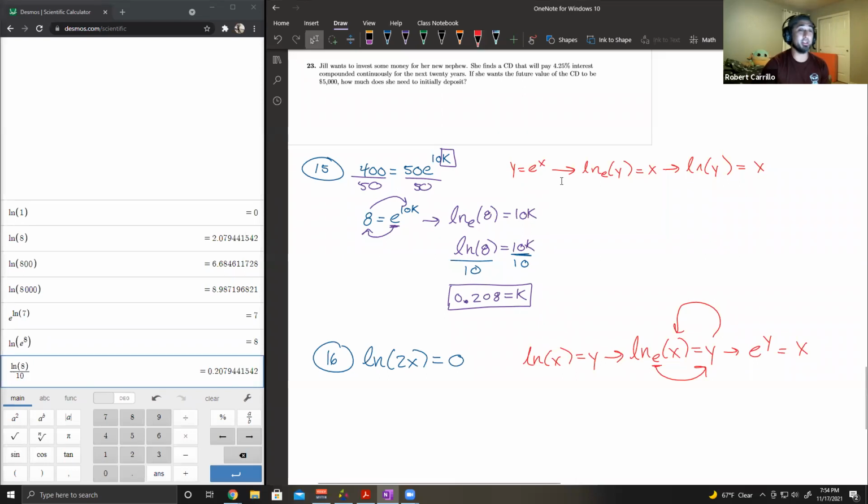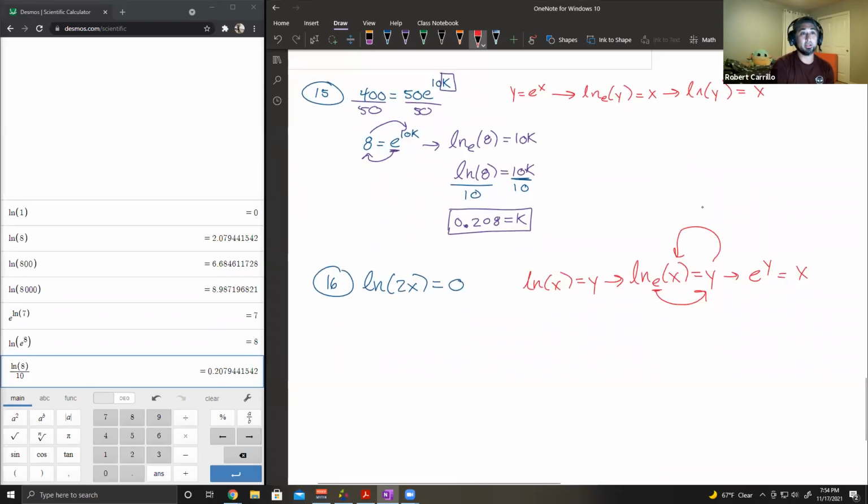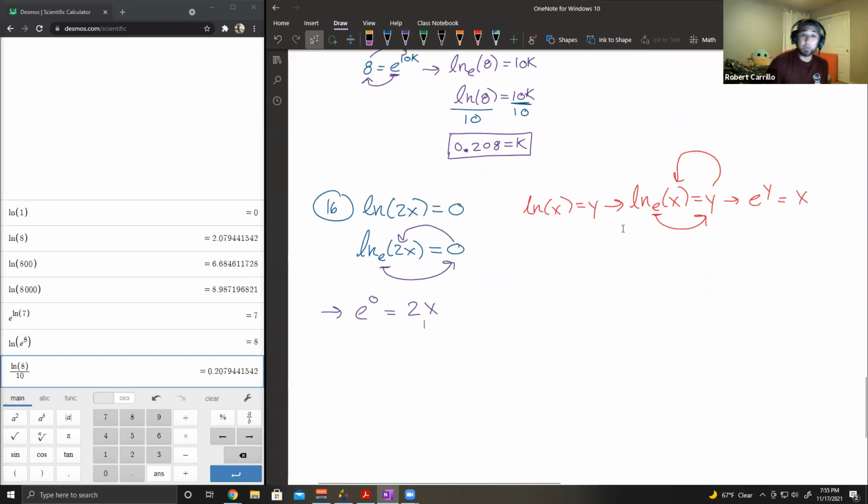That's exactly what we're going to do here for number 16. So let me rewrite this. I'm going to say natural log base e of 2x equal to 0. I now take base e, raise it to the 0th power. So I get e to the 0th. And then I set it equal to whatever is inside the parentheses, 2x.